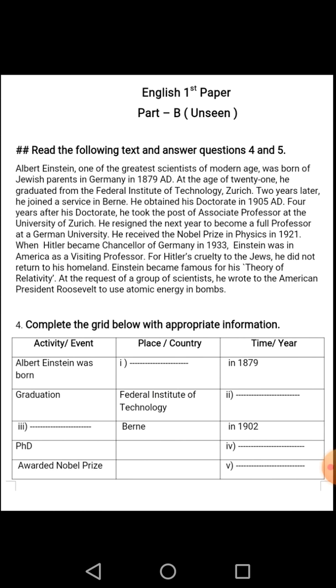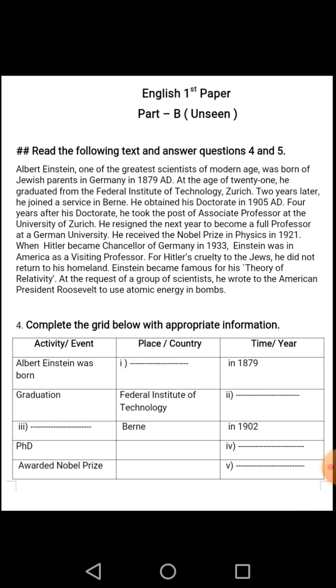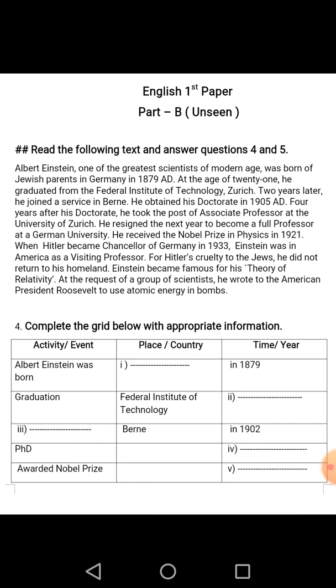Now everyone, go through the unseen text with me. Read the following text and answer questions 4 and 5. Albert Einstein, one of the greatest scientists of modern age, was born of Jewish parents in Germany in 1879 AD. At the age of 21, he graduated from the Federal Institute of Technology, Zurich. 2 years later, he joined a service in Bern. He obtained his doctorate in 1905 AD.